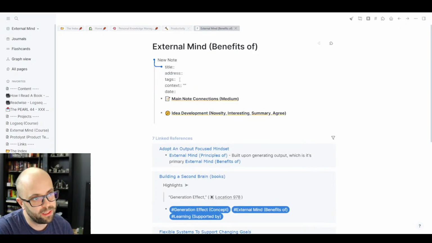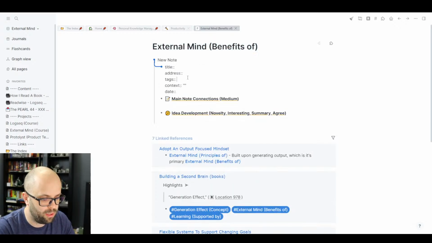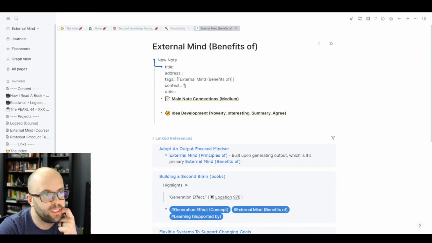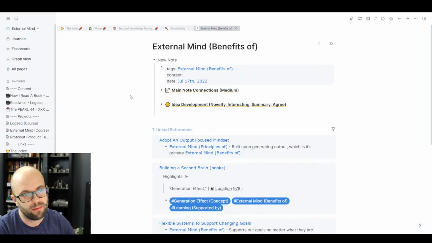So my note template looks like this. I'm going to give it an address once I find where I'm going to put it. I'm going to give it a tag, which I will currently put in. Then the context is for why I used this tag for this note, and the date is just today, so I have a time dimension of when I created it.